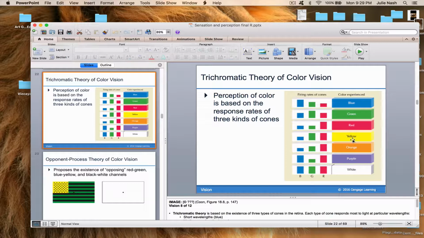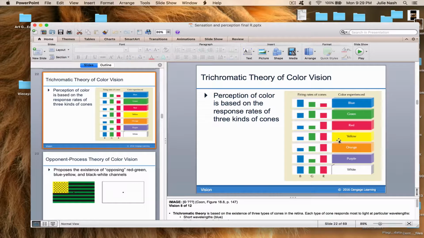Don't think of this as mixing paint. That's the difference. These are receptors for wavelengths. It's not like mixing paint on a tray. That's why more red and green together actually add up to a yellow perception.